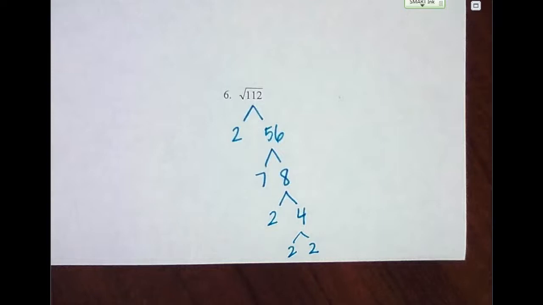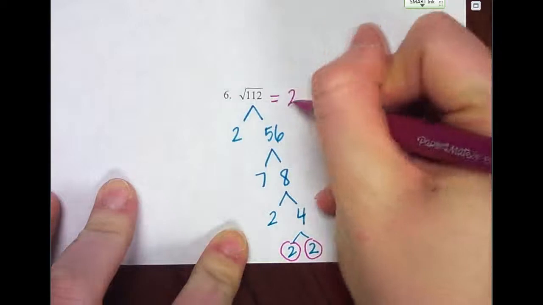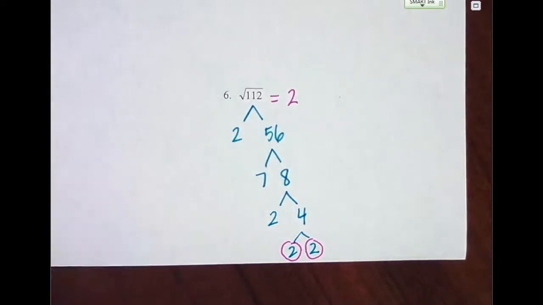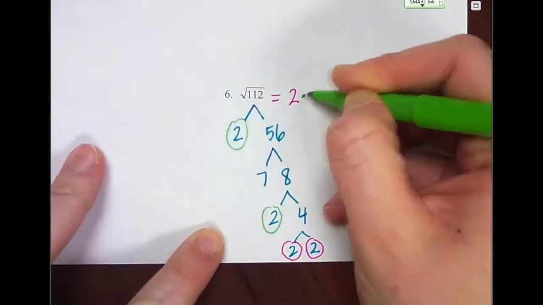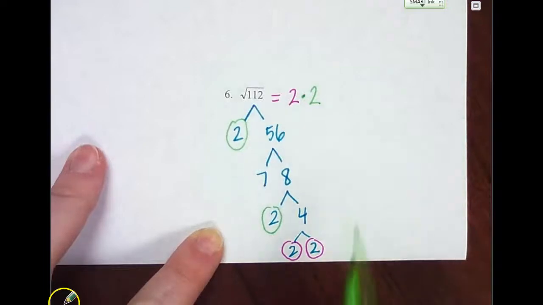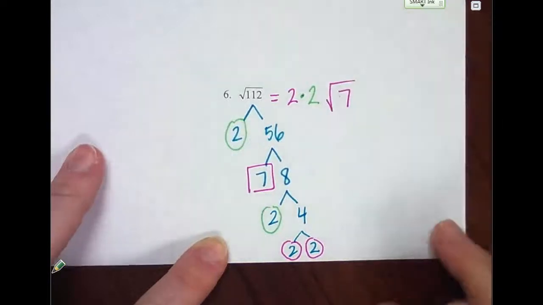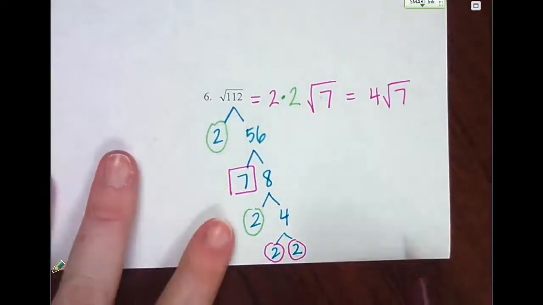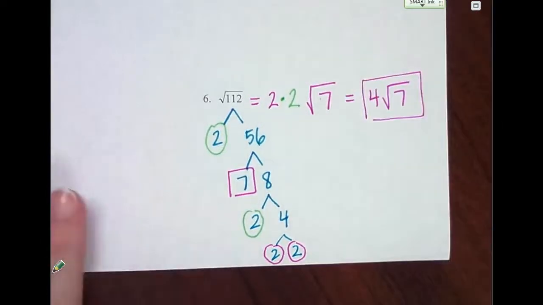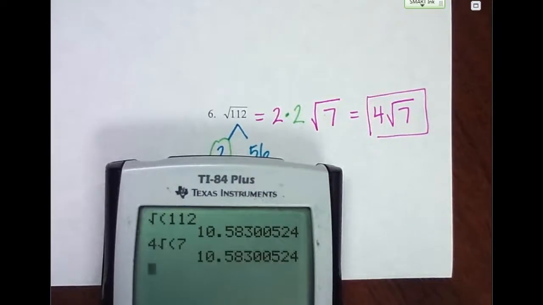Okay, now remember, we're taking a square root, so we're looking for pairs. So I have a pair of 2's here. Okay, remember, that means I can bring out 1, 2. Then I want to look at the other numbers that are left. I've got a 2, a 7, and a 2. So I have another pair of 2's, which means I can bring out another 2, and it gets multiplied. Okay, this leftover 7 doesn't have a pair, so it has to stay on the inside. So if I simplify that, I get 4 square root of 7. And that is my answer. So let's check that. Put in square root of 112, and then put in 4 square root 7. We got the exact same answer, so we know it's correct.